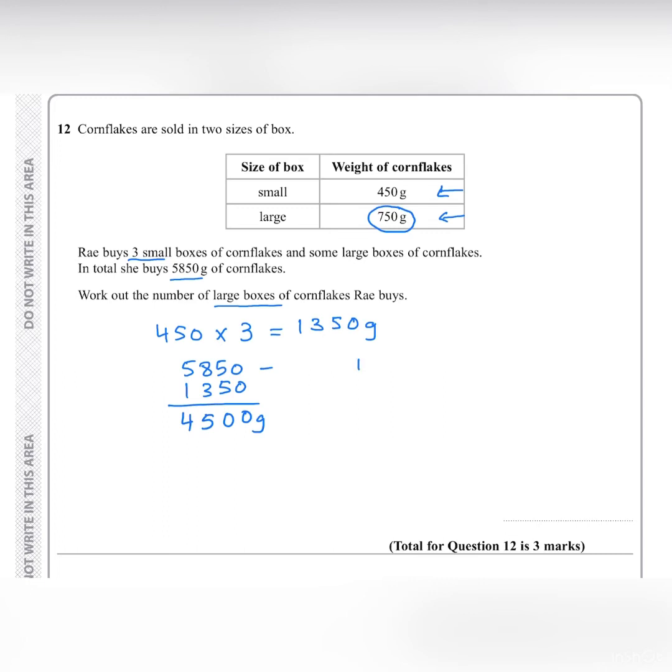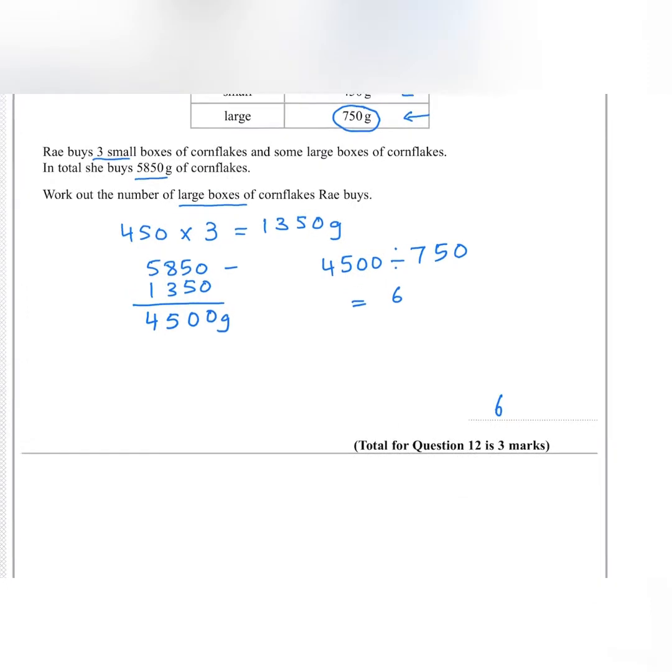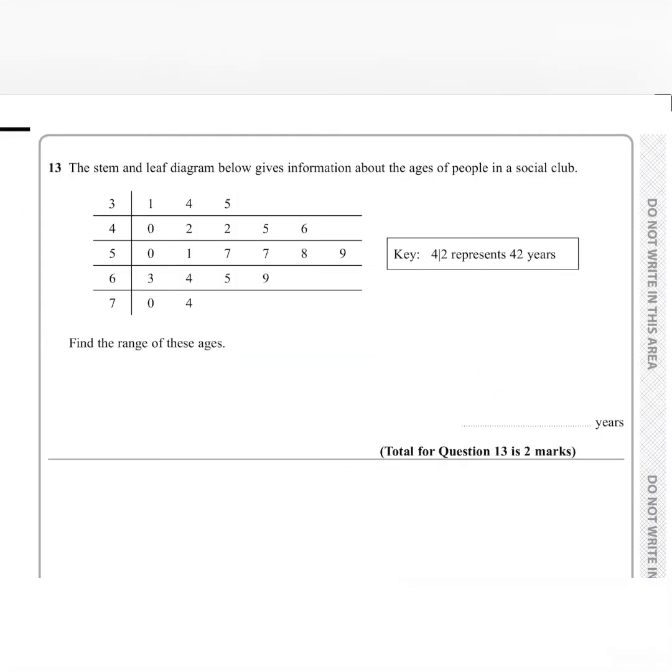So we can do 4,500 divided by 750, and that equals 6 large boxes that Ray buys. Okay, next one. So that was question number 12.